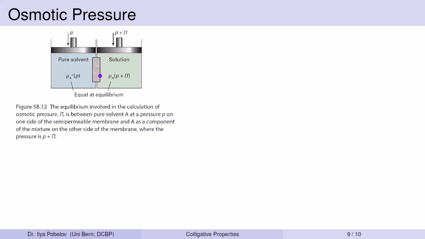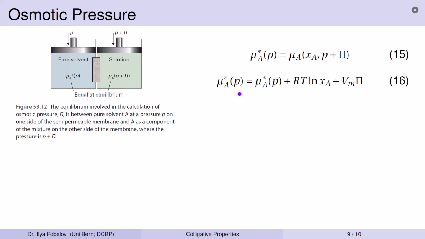On the right side, which is the solution, the presence of solute decreases the chemical potential of the solvent. But this is counteracted by an increased pressure leading to an increase of the chemical potential. At equilibrium, the chemical potentials on both sides of the semi-permeable membrane must equal each other. This expression describes the chemical potential of the solvent in the solution.